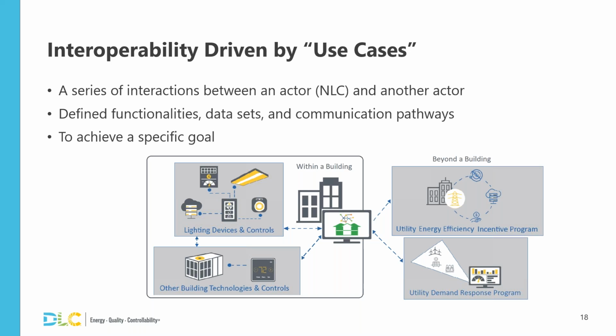A use case defines a series of interactions between an actor, in this case the NLC system creating the energy report, and another actor, in this case the utility efficiency program receiving the energy report. The NLC system sends specific data along specific communication pathways in order to meet the goals of the building owner and the utility. The diagram here shows the NLC system in the upper left corner interacting with various systems within a building on the left and beyond the building on the right.